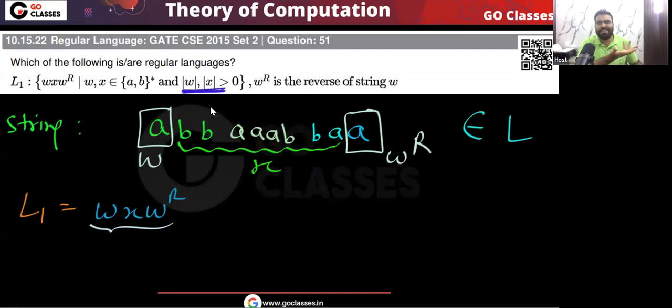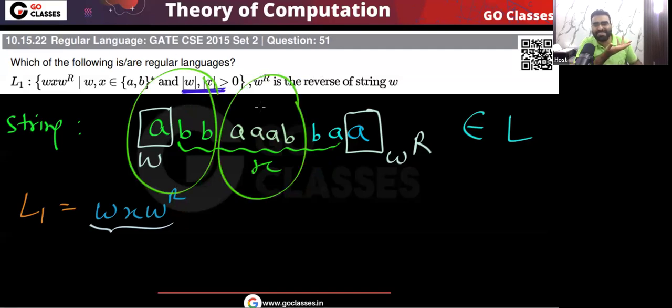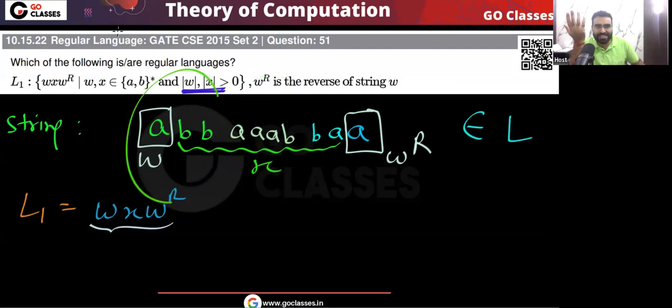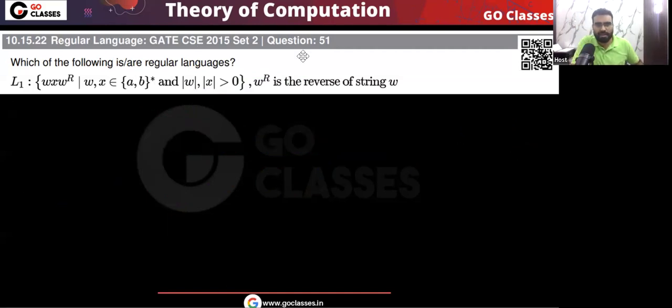I am writing in the green color and I am writing this in the white color. So your mind is thinking that yeah, this is W, this is X. Who told you that? Okay, this can be W. This first symbol and last symbol you can take as W comma WR. Are you getting my point? So this string actually belongs to the language. Understood.